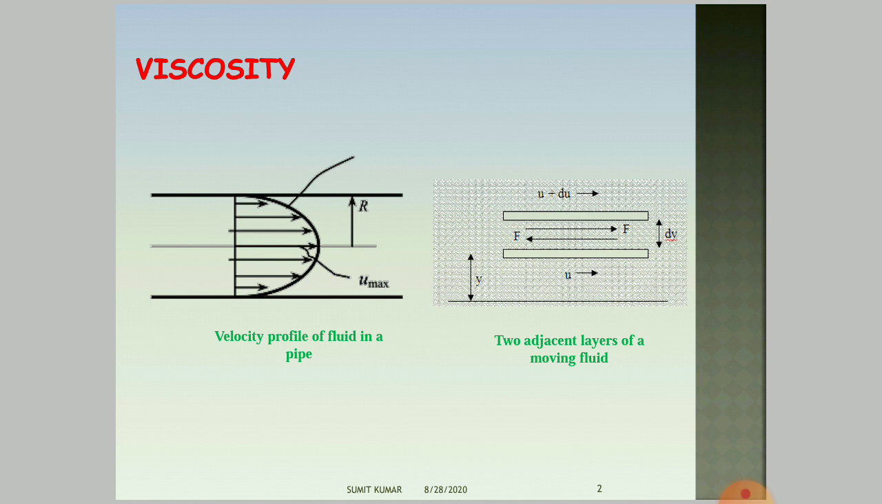Due to this, a relative motion in the layers is generated and each element feels some resistance within the layers. This resistance is nothing but a frictional force against the flow and is known as viscosity. So viscosity can be defined as an intrinsic property that represents the resistance of motion of a fluid.